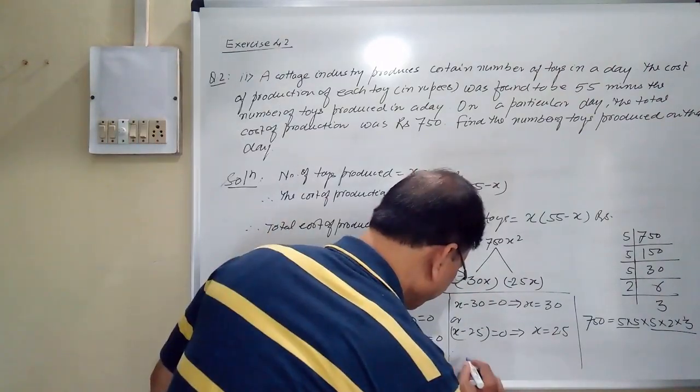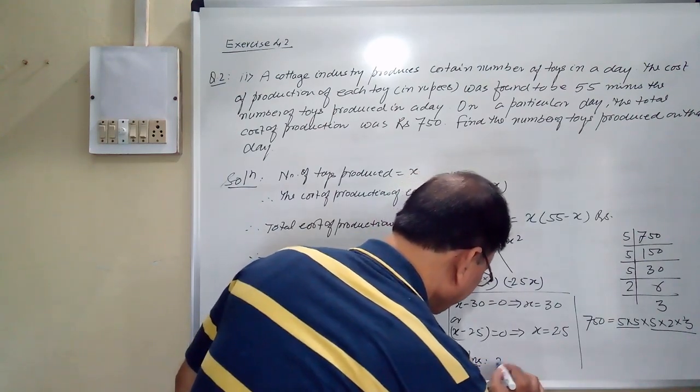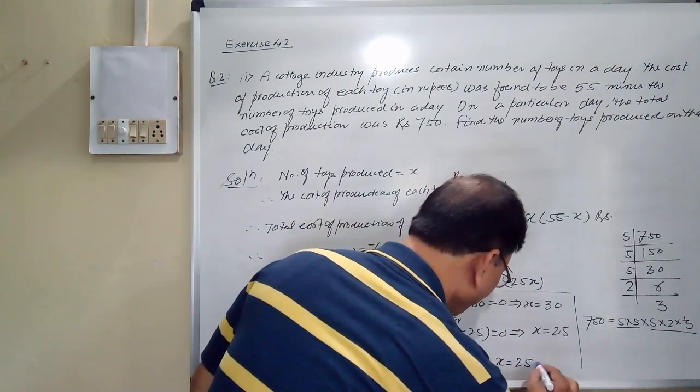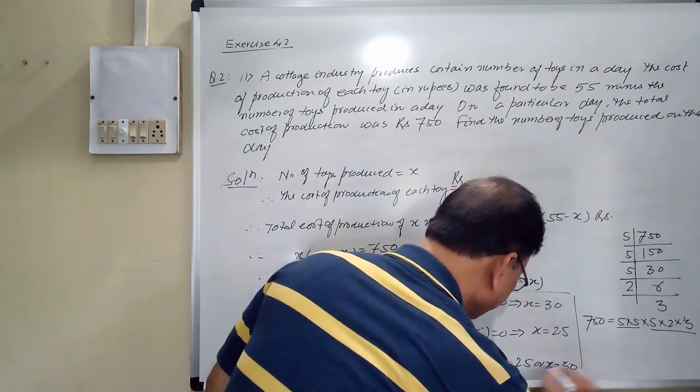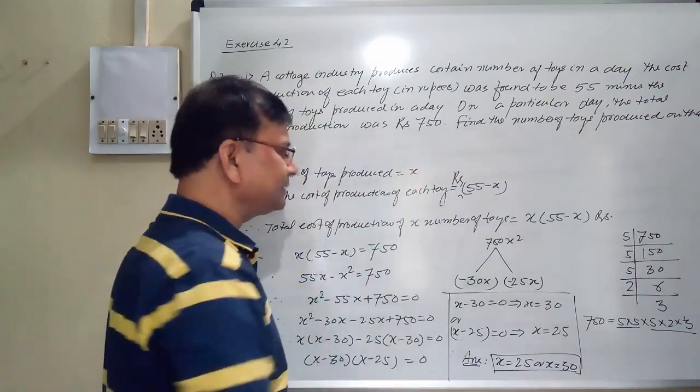Therefore, the answer is x is equal to 25 or x is equal to 30. This is the answer. And what is x? X is the number of toys produced.